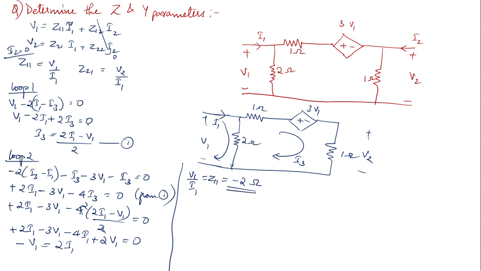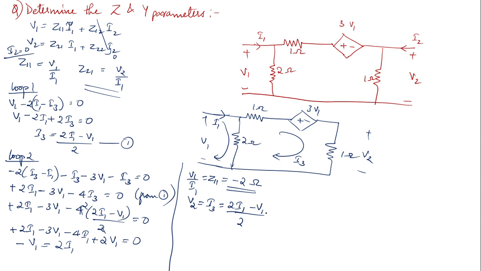Similarly, now you need to find out Z21, that is V2 in terms of I1. Now, you can see over here, this is your voltage V2. How can you write the voltage V2? V2 is equal to resistance into current. So V2 is equal to I3. And what is I3? I3 you have already got in equation 1. So you can substitute instead of I3. You can write it as (2I1 minus V1) by 2.